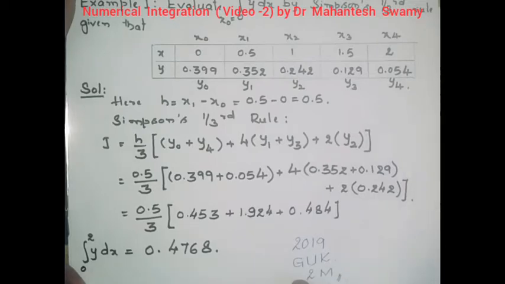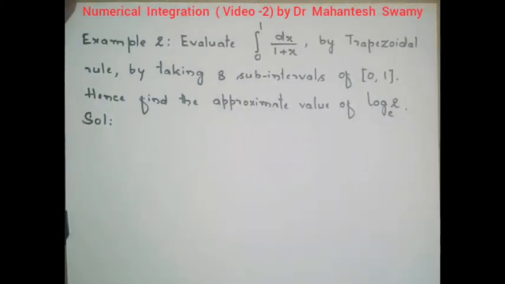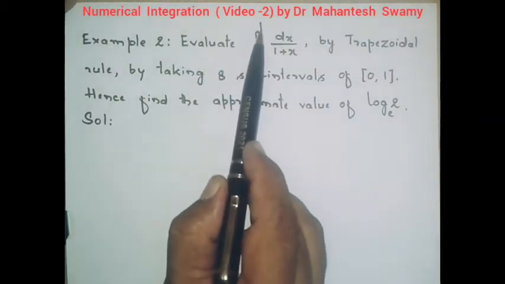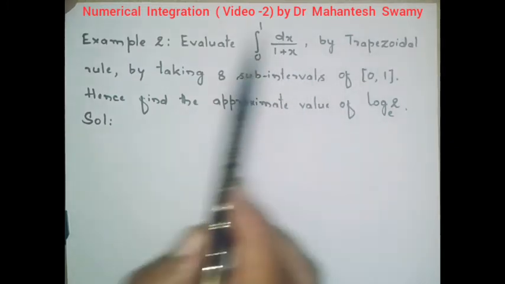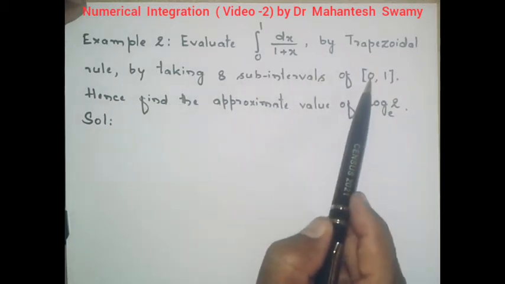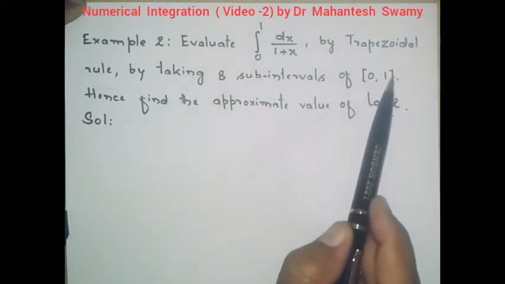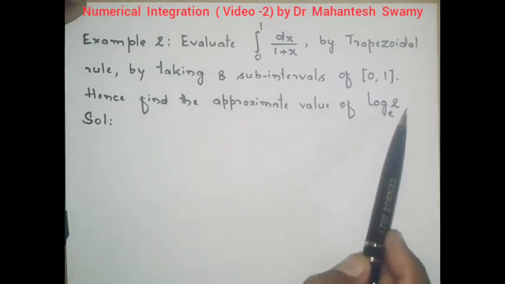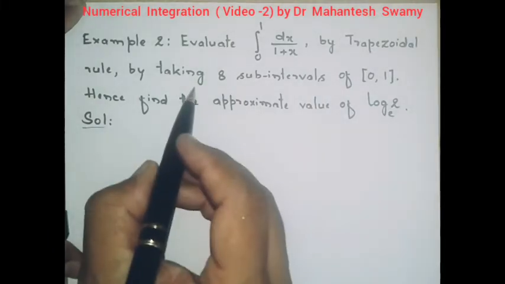Now let us move on to the second example. Evaluate the integral from 0 to 1 of 1 divided by 1 plus x with respect to x by trapezoidal rule, and it is suggested here to take 8 subintervals of the interval of integration 0 to 1. And after doing this job, we have to find an approximate value of log 2. So let us start the solution of this example.